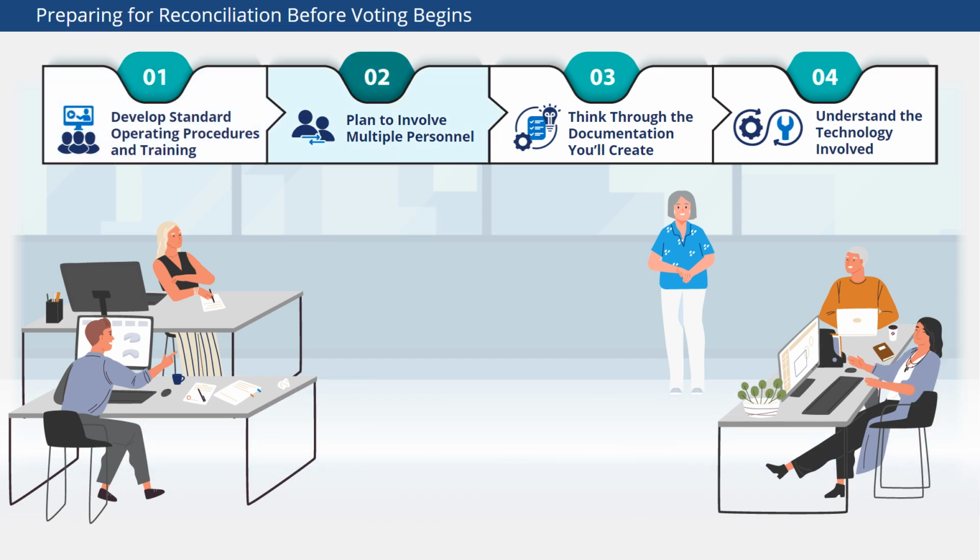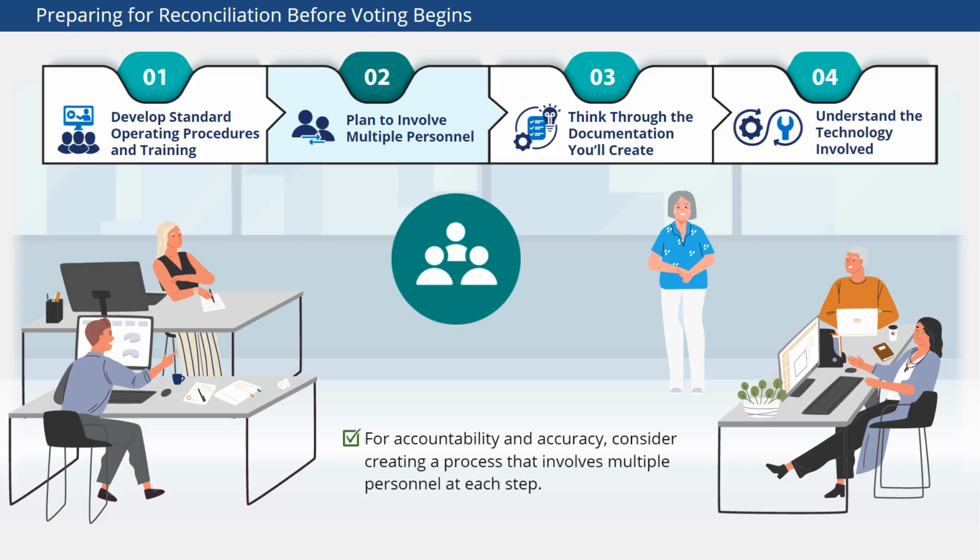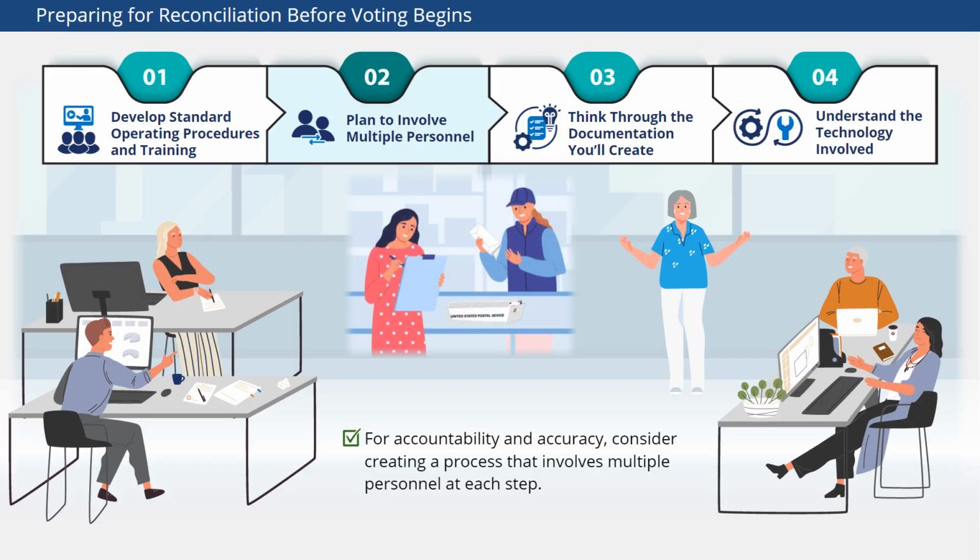2. Plan to involve multiple personnel. For accountability and accuracy, consider creating a process that involves multiple personnel at each step, working in bipartisan teams if possible. For example, you might require that 2 election workers verify the number of ballots scanned and compare that to the number of ballots accepted for counting.